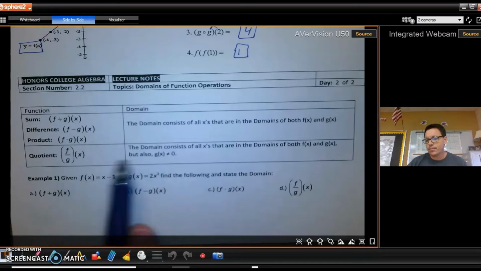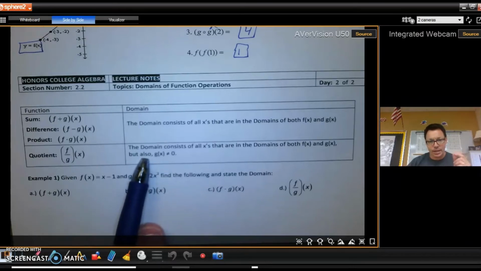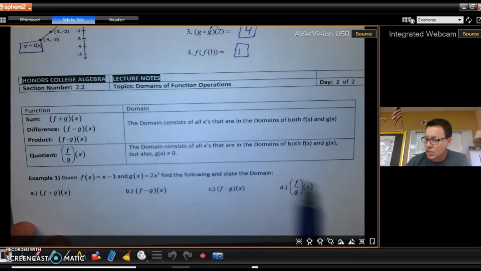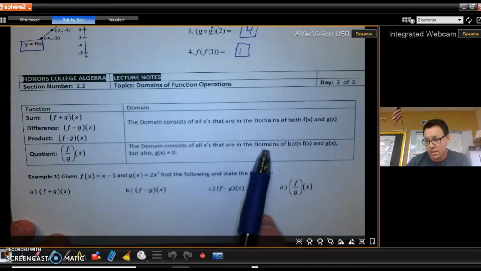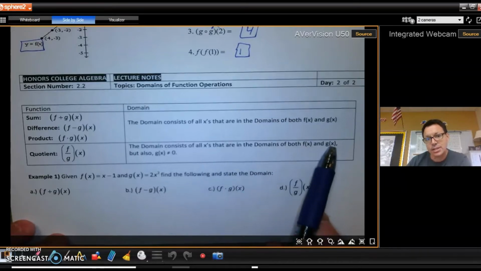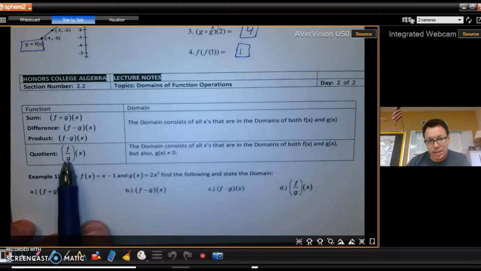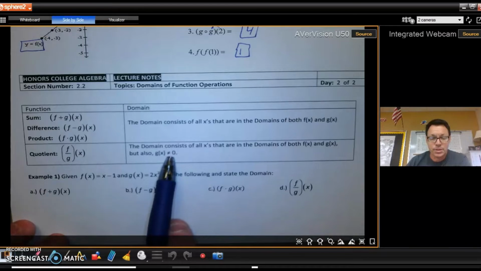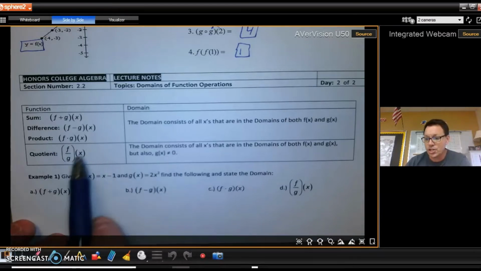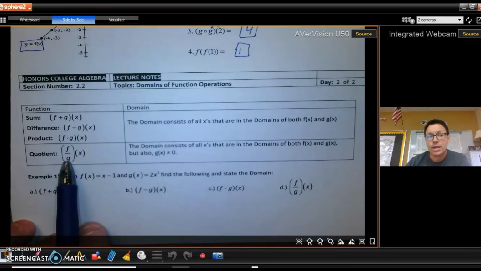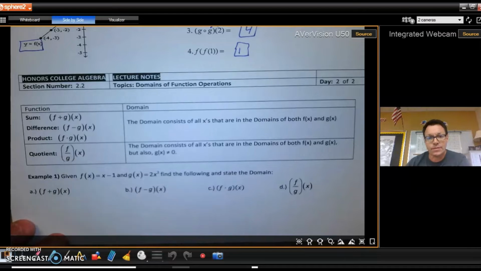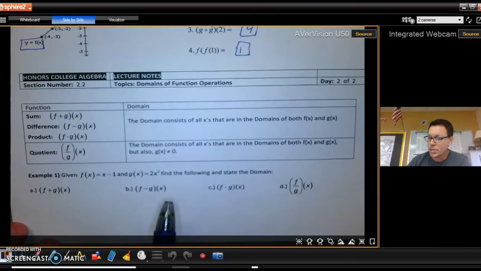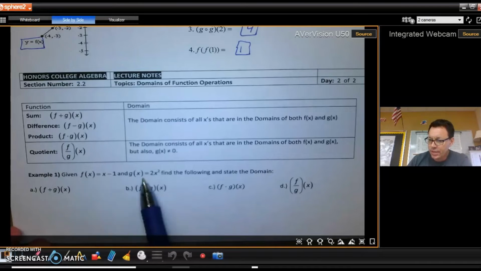Now, for dividing, there's going to be an added little element. The domain of the new function that you get when you divide is going to be all the x's that are in the domains of both f of x and g of x. But we also have to make sure, since we're dividing by this function g, that g doesn't equal 0. So we talked about that on day 1, where if you have a fraction, you've got to make sure the denominator does not equal 0. So when we do the division, not these, but when we do the division, we also have to pay attention to that.